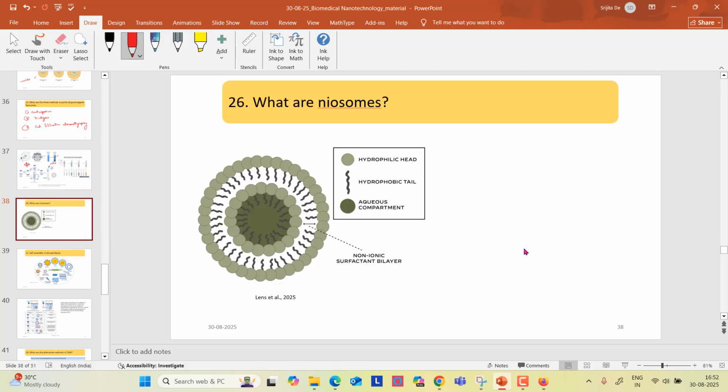Next is, what is a niosome? A niosome is also a similar kind of liposome, but here they are using non-ionic surfactant bilayers. In the case of liposomes, there are phospholipid or lipid bilayers, but in the case of niosomes, there is a non-ionic surfactant bilayer.